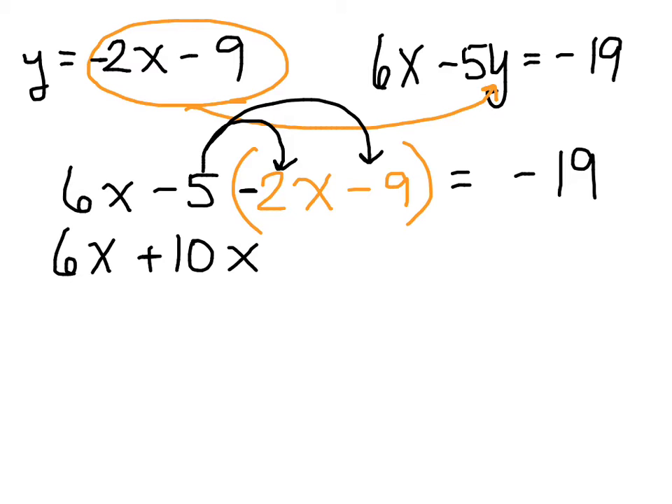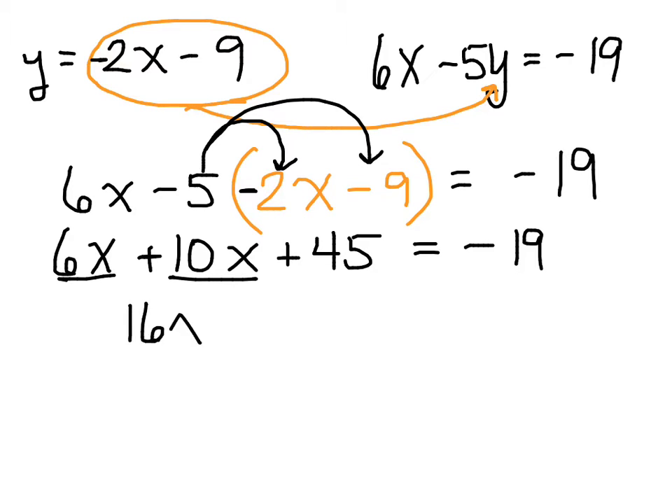So negative 5 times negative 2x is positive 10x. Negative 5 times negative 9 is how much? Positive 45. Good. Equals negative 19. Combine like terms. What's 6x plus 10x? 16x plus 45 equals negative 19. Now what?